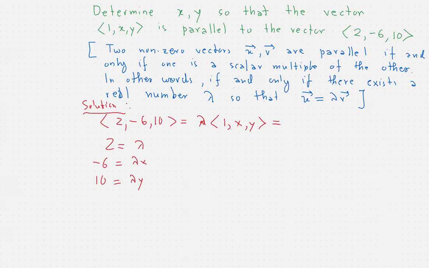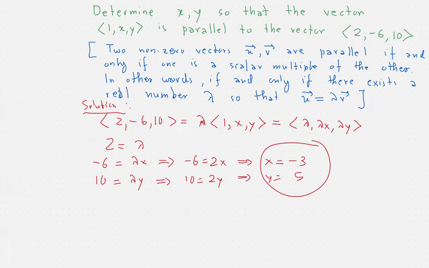So, of course, once you know that lambda is equal to 2, that implies that -6 is equal to 2x, which implies that x is equal to -3, and 10 will be equal to 2y, which implies that y is equal to 5. So we have that x is equal to -3, y is equal to 5. Again, this is a very, very simple problem. However, what it illustrates is this very interesting thing.